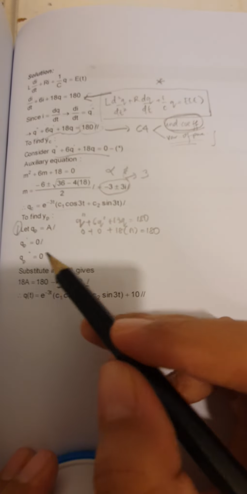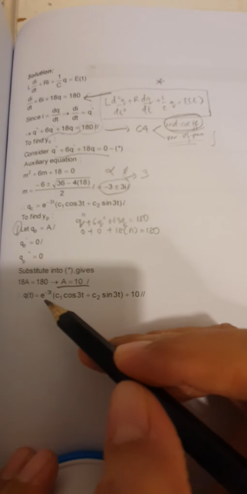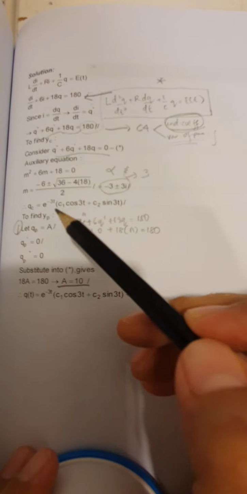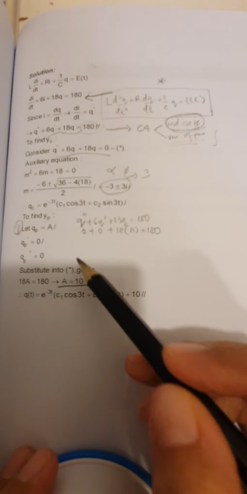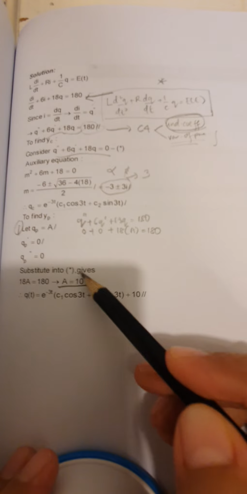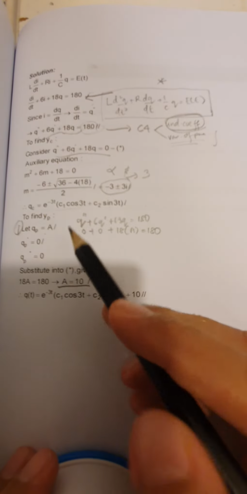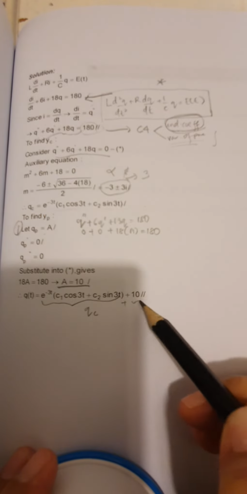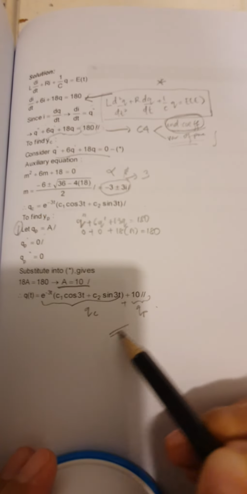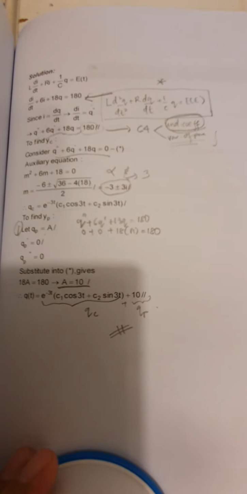So once we get the values, here we use this equation, e to the negative 3t. This one is your QC, and this one is your QP. QP is only A here. So this is your solution, QC plus QP. So this is your final answer.